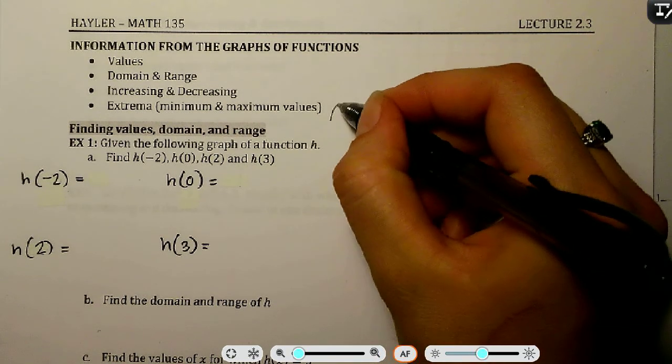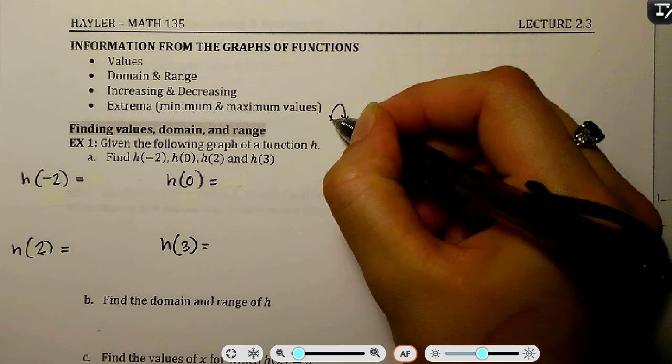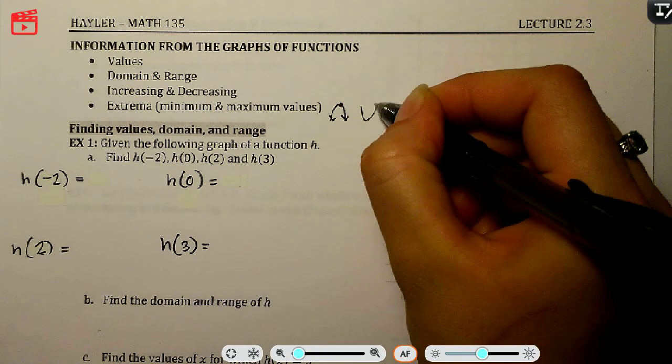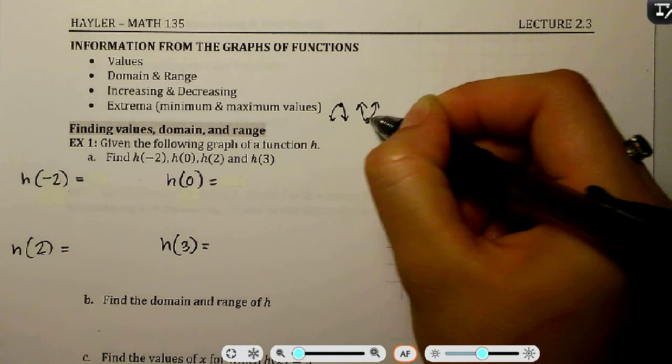So remember when we were talking about parabolas, those things were what we might call a minimum or maximum value. So we're looking at stuff like that.